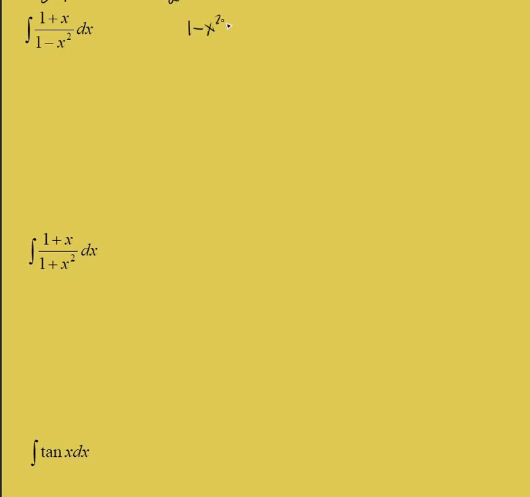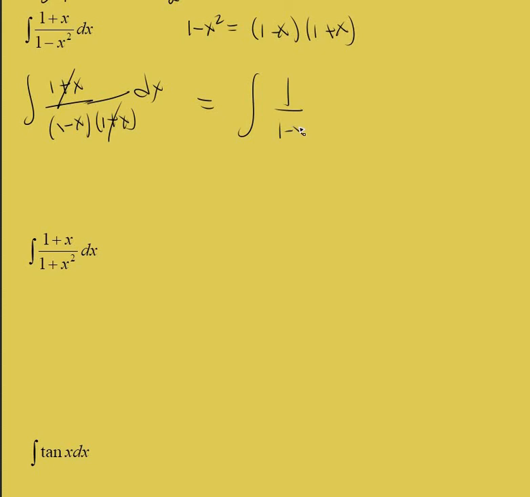1 minus x squared. Isn't this a difference of two squares? Yeah, it is. It is 1 minus x times 1 plus x. And if we rearrange this integral, we put it like this: 1 plus x divided by 1 minus x times 1 plus x. We can see clearly that 1 plus x and 1 plus x cancel, and we will have just the integral of 1 over 1 minus x dx. And what is the integral of 1 over 1 minus x dx? Natural log. So the integral of this is going to be natural log of 1 minus x plus c.